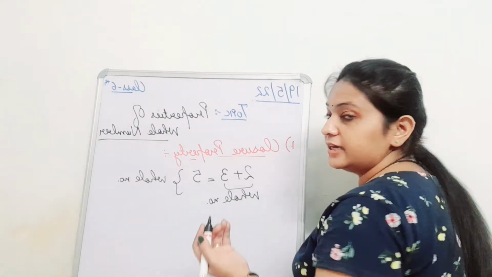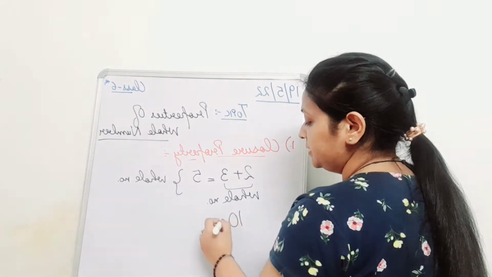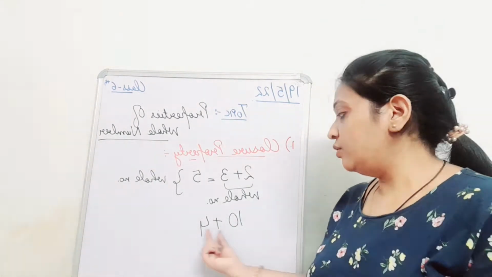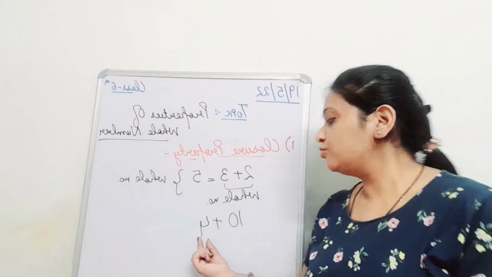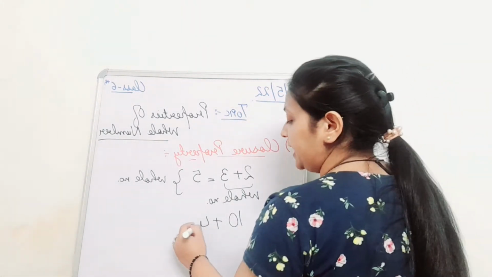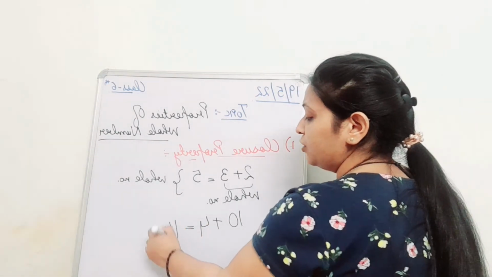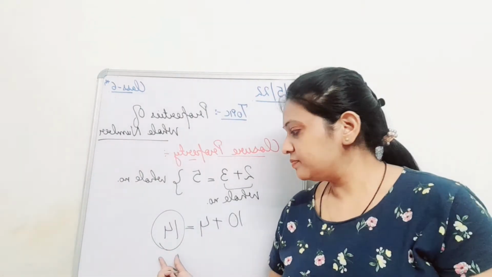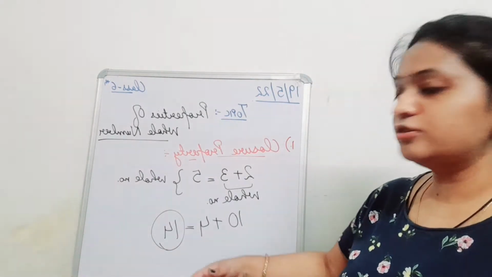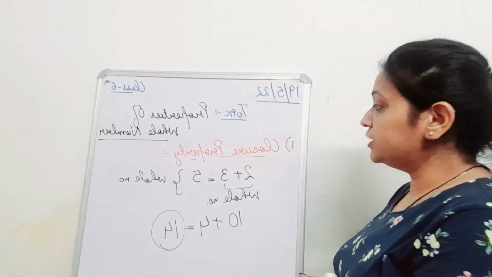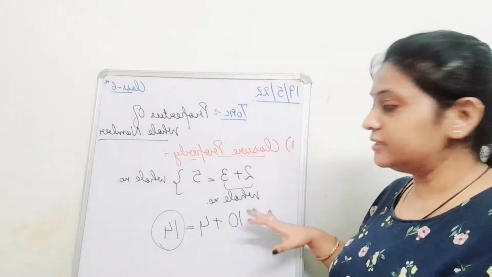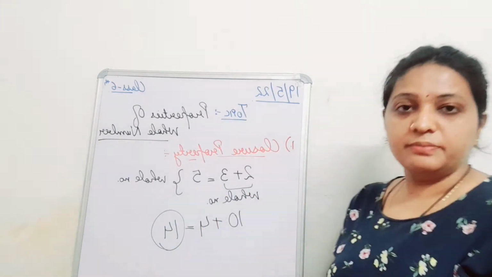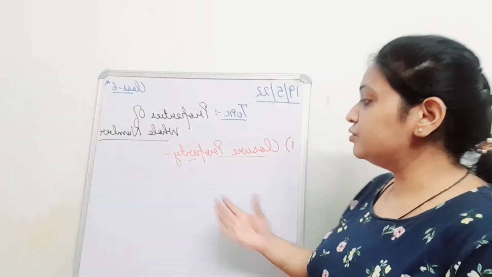Let's take another example. If we have 10 plus 4, 10 is a whole number, and 4 is also a whole number. 10 plus 4 will be 14. Is 14 a whole number? Yes, 14 is also a whole number. I hope you understood this property: when we add two whole numbers, we always get a whole number. We understood it for addition.